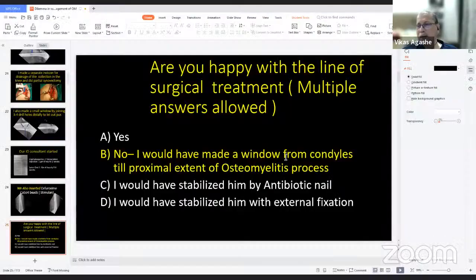So who would say that I have done a great job? Who would say, no, I should have just made small drill holes? And who would say that I should have made a big window? I think Sachin and Pushpinder are here. You can comment here. Sachin has given option A. So A is yes, happy.